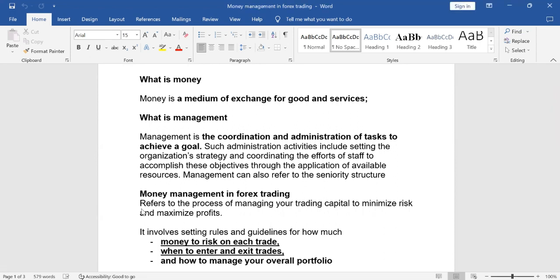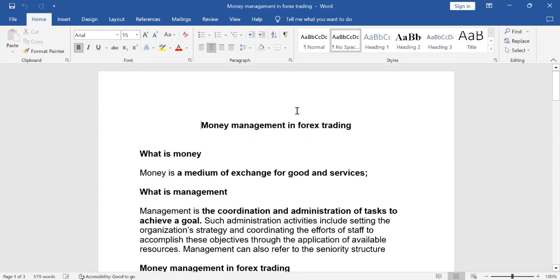So that is the reason why we need to speak much on money management in forex trading. Every business needs to manage its risk, and I call it risk money management. So every business has risk. There's nothing in life that does not have any risk.